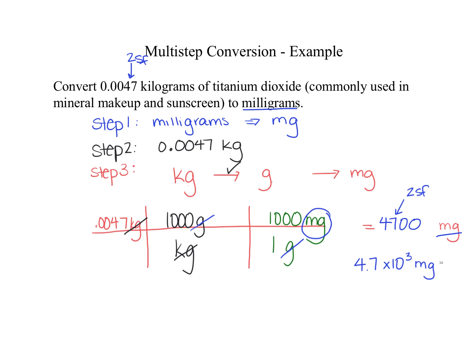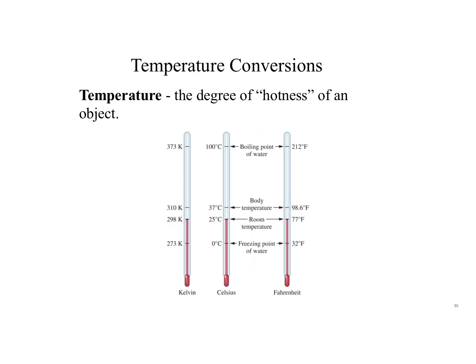Another common conversion that we will run into will be temperature. Temperature is just the degree of hotness of an object. Let's start over here at Fahrenheit. This is probably the one that you're the most familiar with. Fahrenheit is the one that we use in the United States, where the freezing point of water is 32 degrees Fahrenheit. Room temperature is around 77 degrees Fahrenheit. Body temperature is around 98.6 degrees, and then water boils at 212.